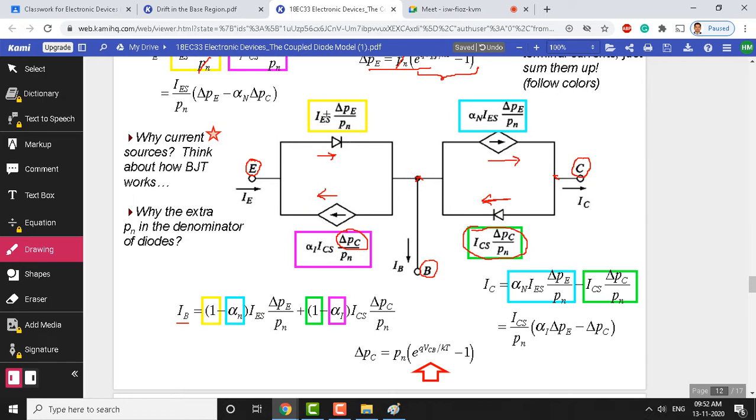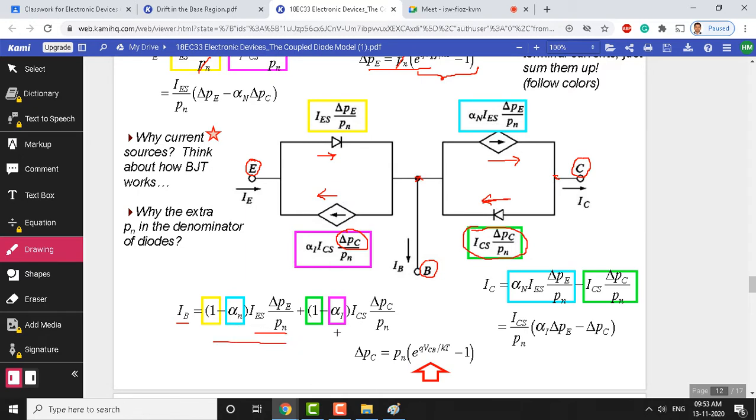So, let us see this particular current that is entering this base terminal. You can see this is a positive quantity, 1 multiplied with IES times delta P by Pn, which gives a positive current entering the base terminal. And you can also see the current that is leaving the base terminal, which is this component here, alpha N IES times delta P by Pn. So, you have a minus here. That means these two components are included in the first term of this equation of the base current.